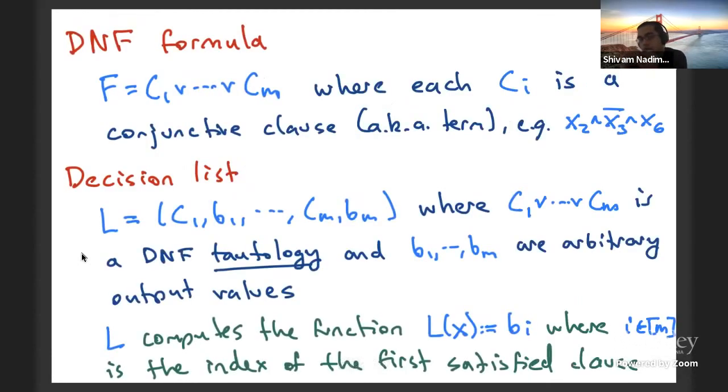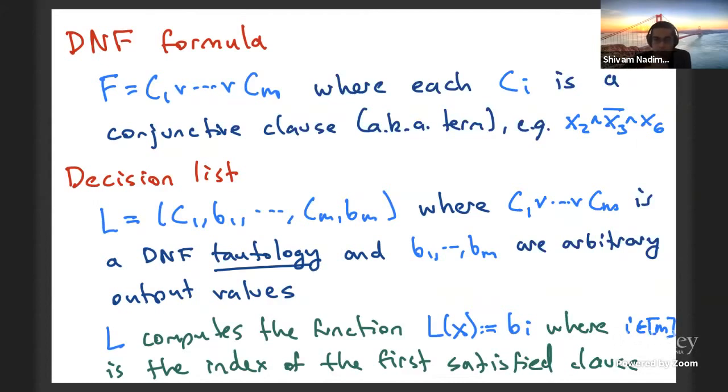All right, so I'll start by defining the models that we consider. So DNF formulas we're all familiar with. So we have a disjunction of conjunctive clauses. So each clause or term is just a conjunction of literals.